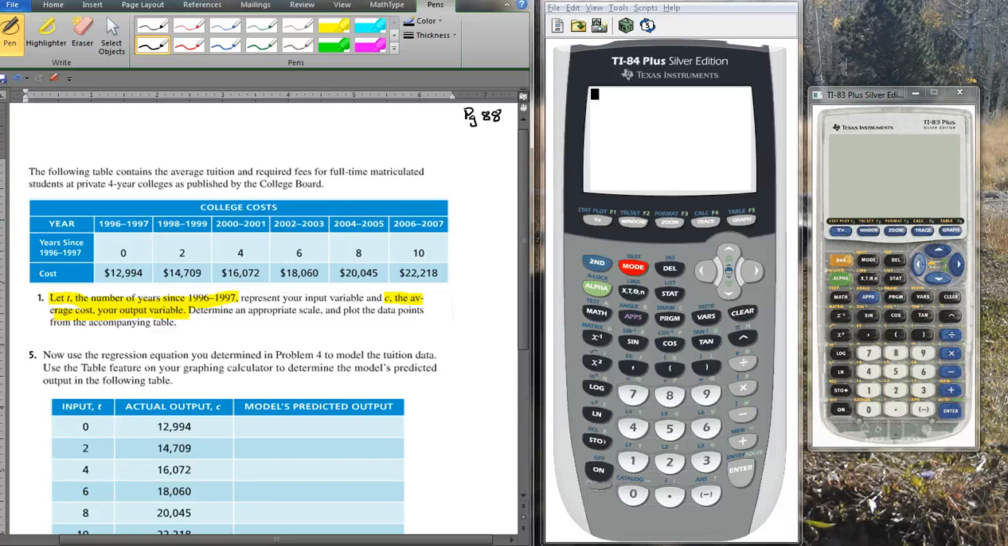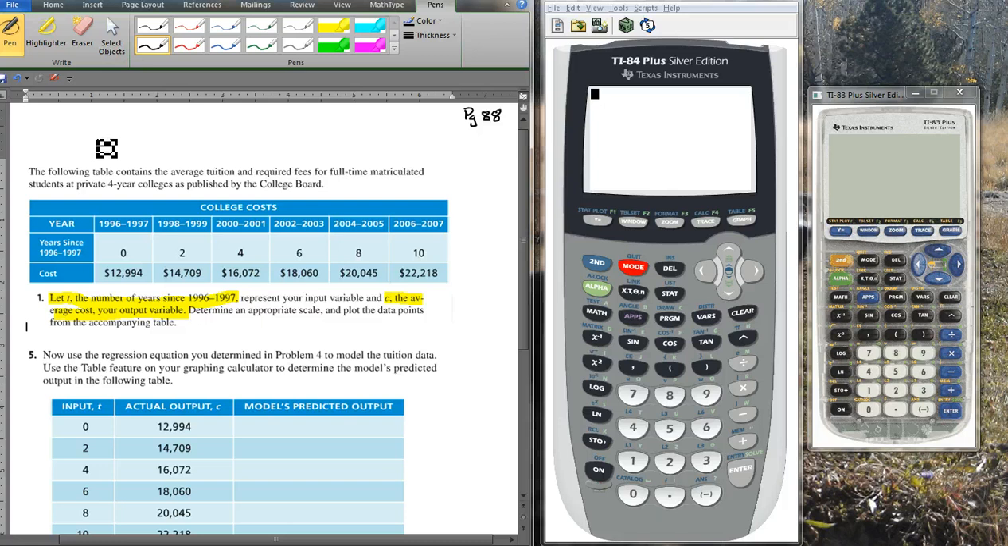So we're going to look at linear regression. This is a problem on page 88 of the textbook. And as you look over this problem, you'll see that the input is the number of years since the 1996-97 school year, and the output is the average cost of tuition in dollars. So our inputs are the 0, 2, 4, 6, 8, and our output is the 12,000, and so on and so forth.